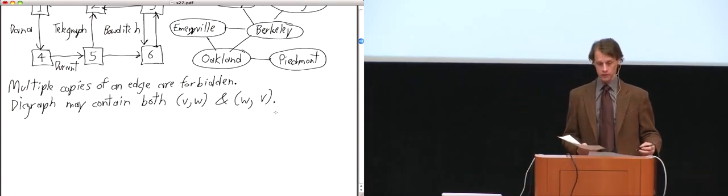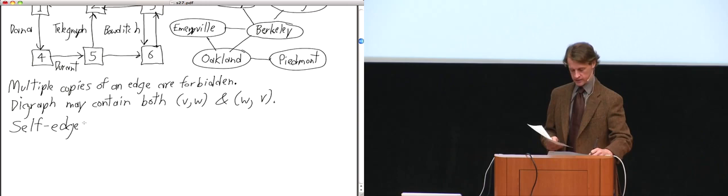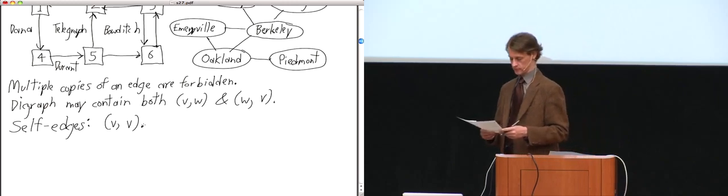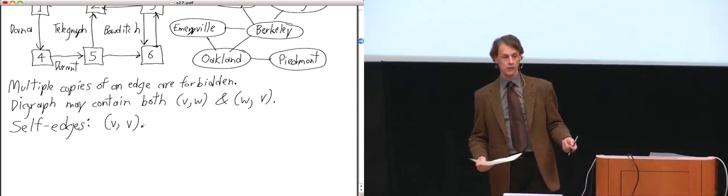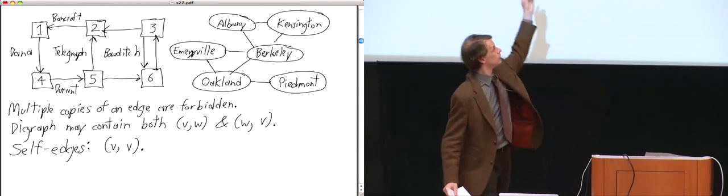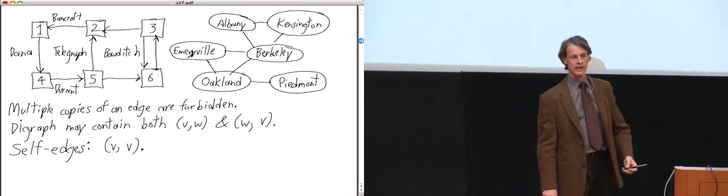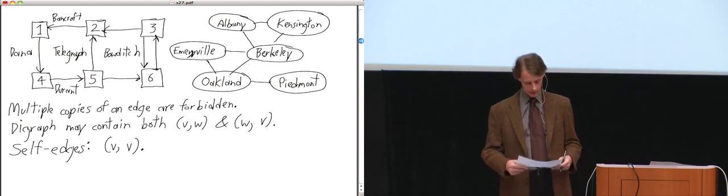In both kinds of graphs, we're going to allow self-edges. And a self-edge is an edge of the form VV. It connects V to itself. A lot of applications don't use self-edges. Neither of these two graphs I've drawn here, neither of them do self-edges really have any meaning. But there are graphs where self-edges do have some sort of meaning.